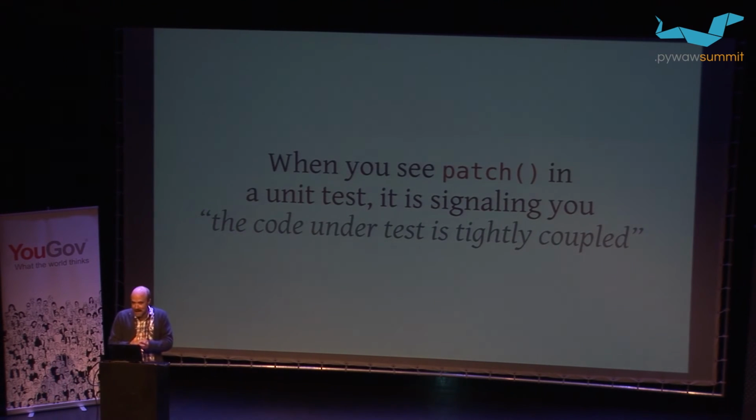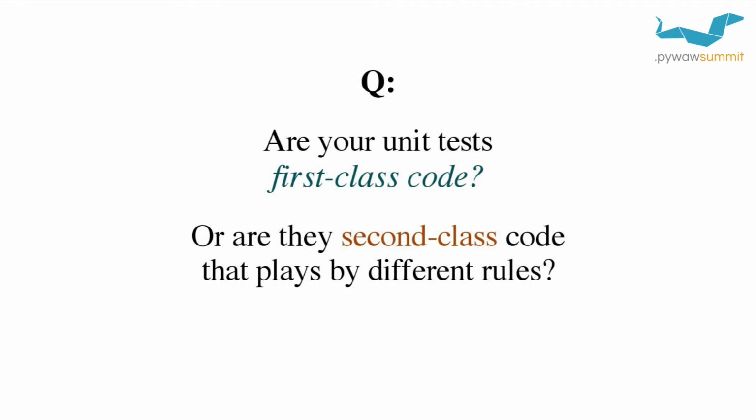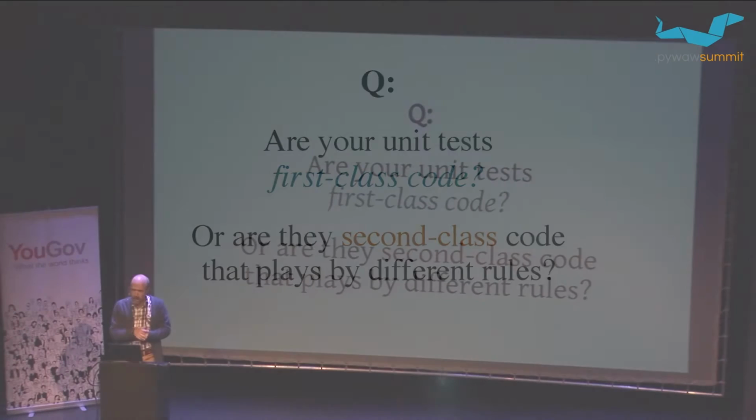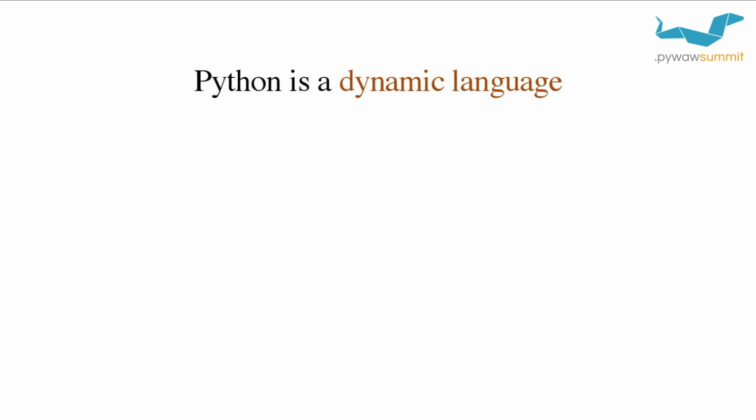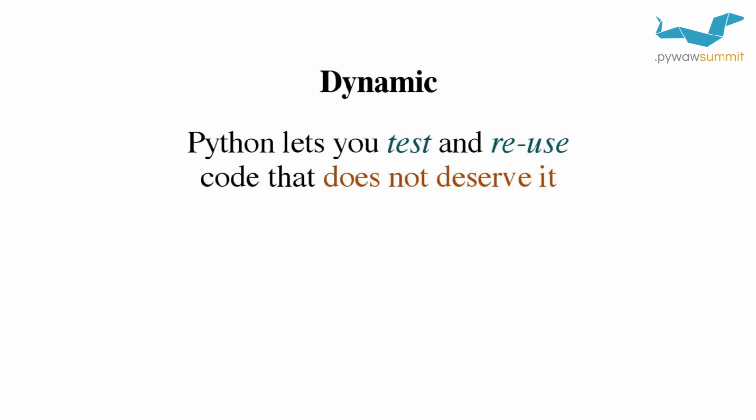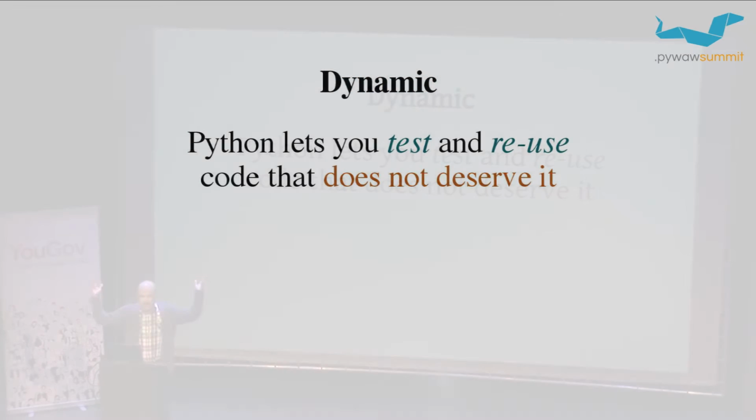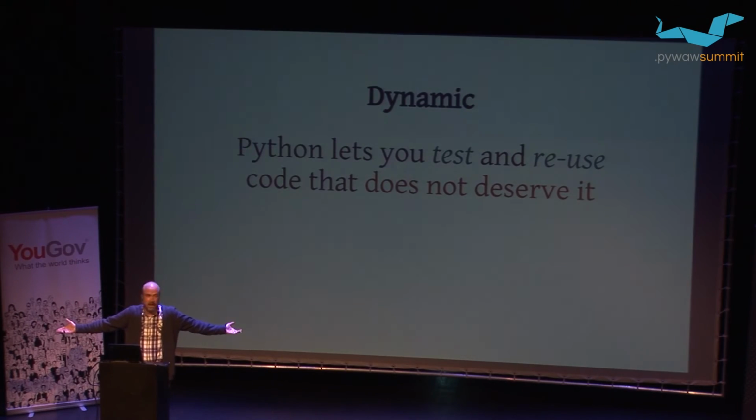I think that when you see patch in a unit test, it is a signal to you that the code under this test is tightly coupled. So I would offer the question: do you treat your unit tests as first-class code that deserves to be as good as your other production code, or are your unit tests second class and play by different rules? Now, Python is a dynamic language. Python lets you test and reuse code that does not deserve it.